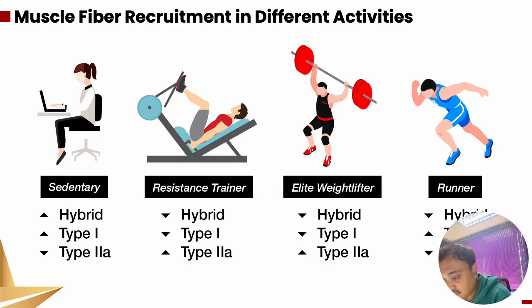And then you have explosive, high power actions like sprinting or Olympic lifts. That's where type 2X fibers are front and center. Refer to the diagram, which shows how different types of activity rely on different fiber recruitment patterns. This is super important when designing training programs, because you want to train the right fibers for the demand of the sport.